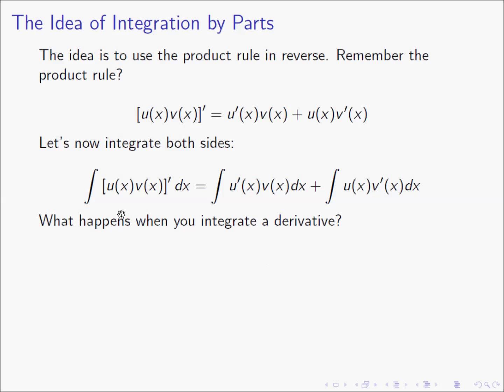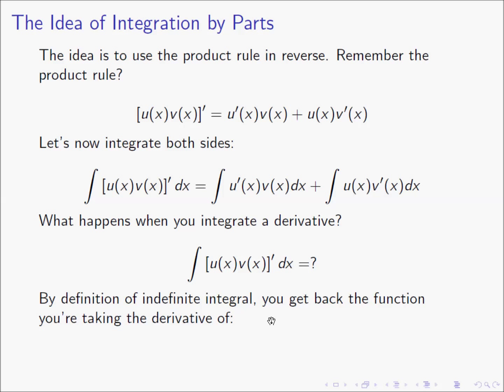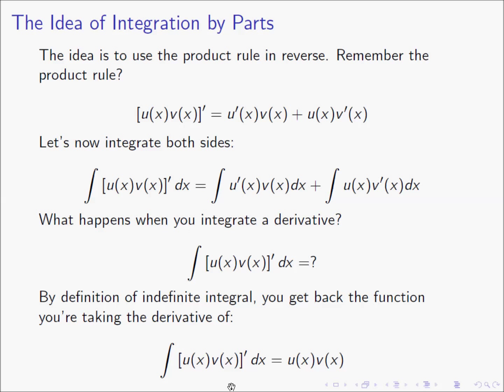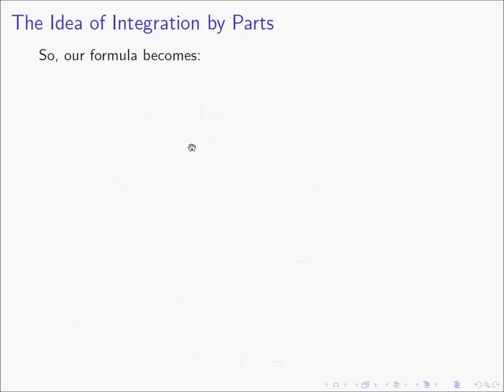Now, what happens when you integrate the derivative? Here on the left side we have the integral of the derivative of this function. And we need to remember that by definition of indefinite integral, you get back the original function that is inside the brackets. That's just by definition. So this left side equals the original function inside the brackets, which is u of x times v of x. So we can replace that in our formula and we get this equation here.